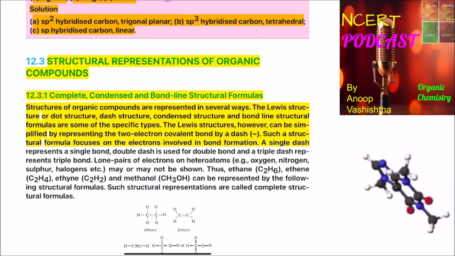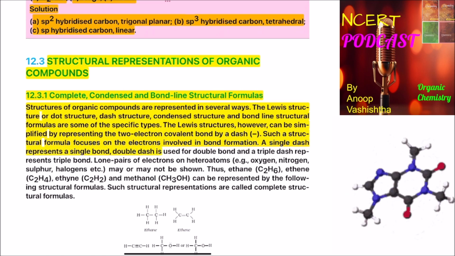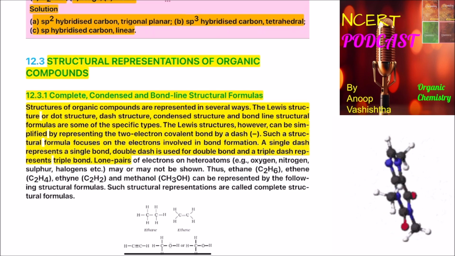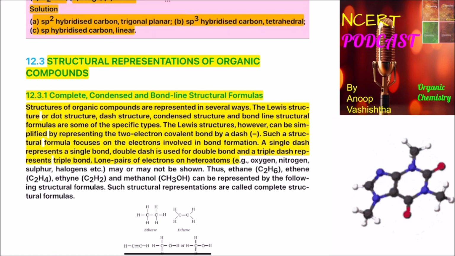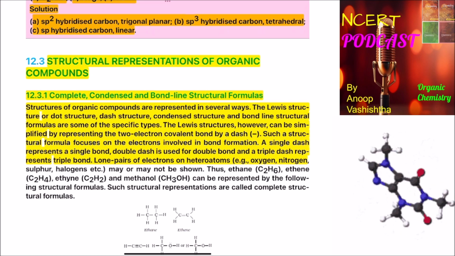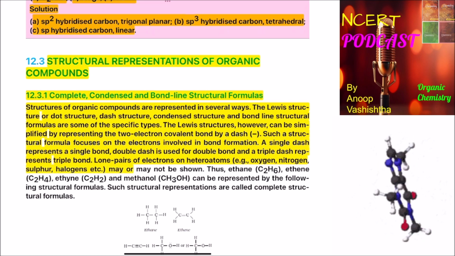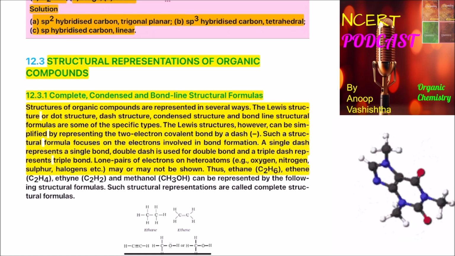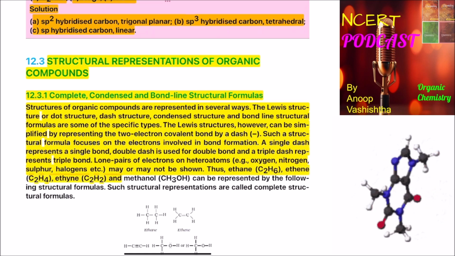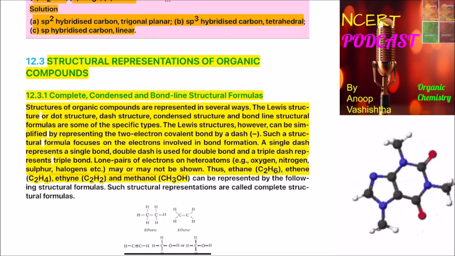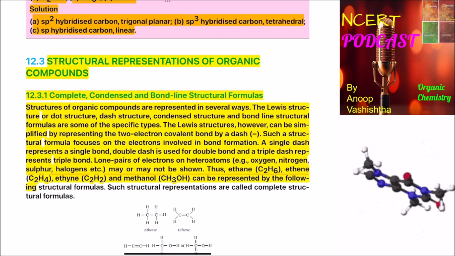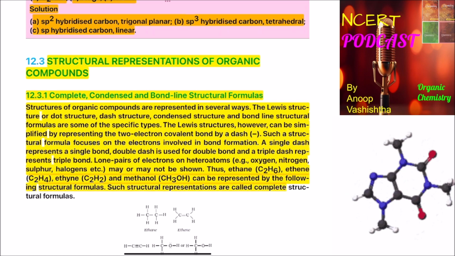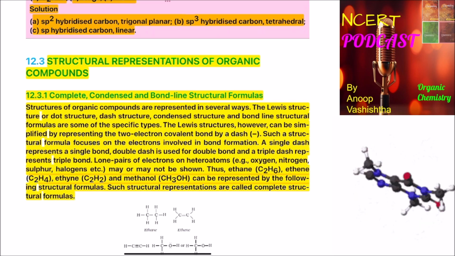A single dash represents a single bond, double dash is used for double bond, and a triple dash represents triple bond. Lone pairs of electrons on heteroatoms, for example oxygen, nitrogen, sulfur, halogen, etc., may or may not be shown. Thus, ethane C2H6, ethene C2H4, ethyne C2H2, and methanol CH3OH can be represented by the following structural formulas. Such structural representations are called complete structural formulas.